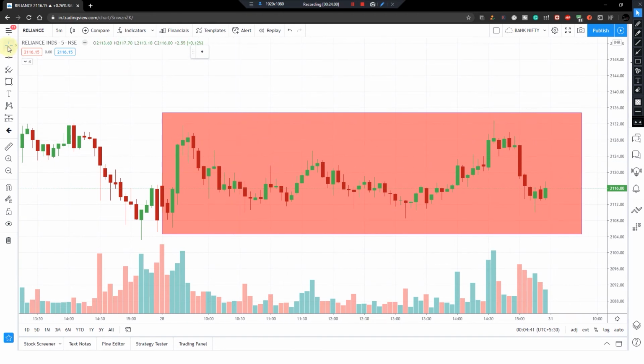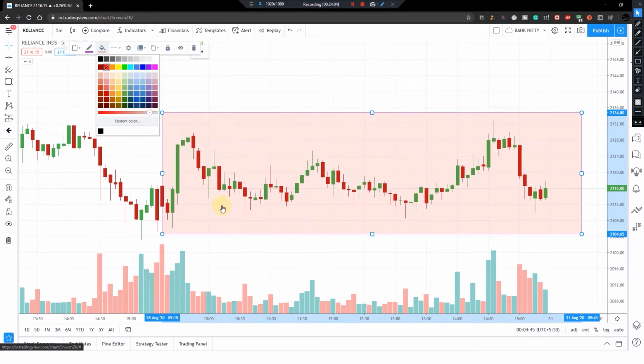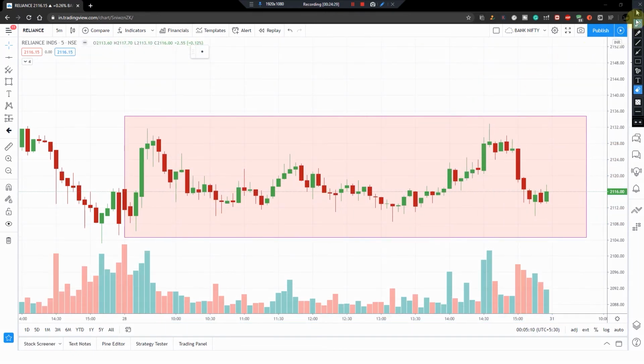Let me just reduce opacity. Yeah, so this was a red candle, a small red candle. The price opened here, went to a small peak, and then came down and closed here.